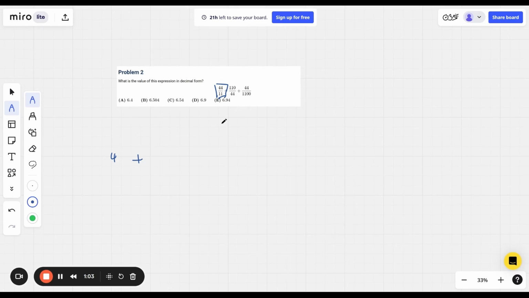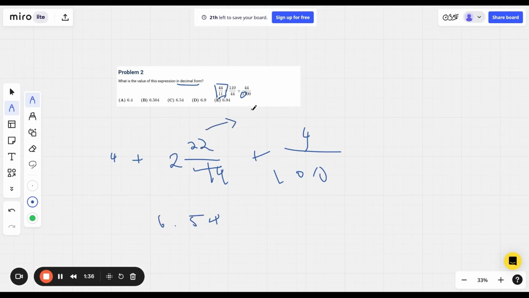And then plus 110 divided by 44, which simplifies to 2 and 22 over 44 plus 44 over 1100, but we want decimal form, so this gives us the intuition to remove a factor of 11 from both numerator and denominator, so we get 4 over 100. Well, this simplifies to just 0.04. Since this, we can take out 22 from top and bottom and get 1 over 2, which equals 0.5. And we get C.